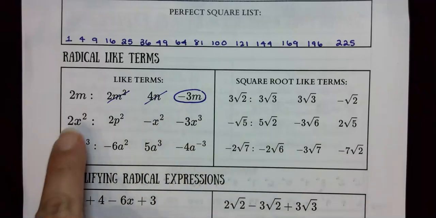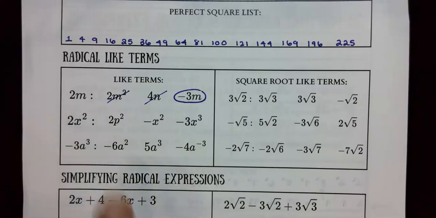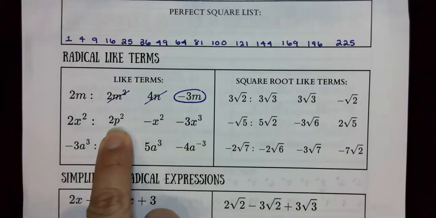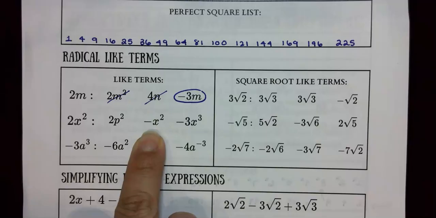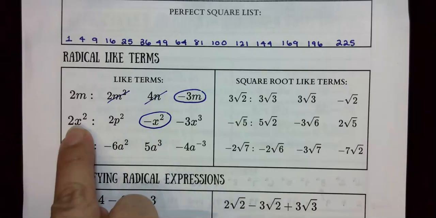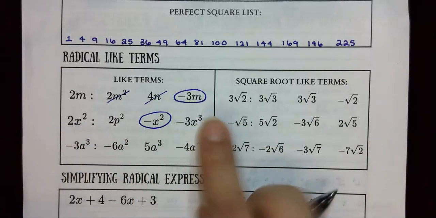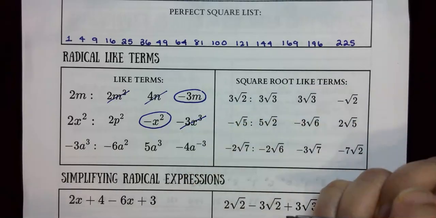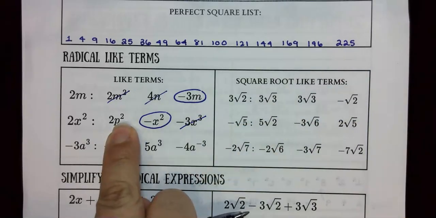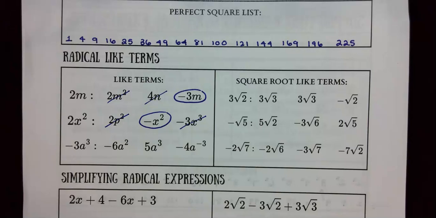So let's look at this x squared here, and you're going to notice that the 2 has an x squared. The only other term here that has an x with a square is this one right here. So this one's going to be our like term because it has the same variable and it has the same exponent. Even though this one has an x, notice it's raised to the third power, not the second power. Notice that this one's raised to the second, but doesn't have the same letter. This one's a p and that one's an x. So these are not like terms.